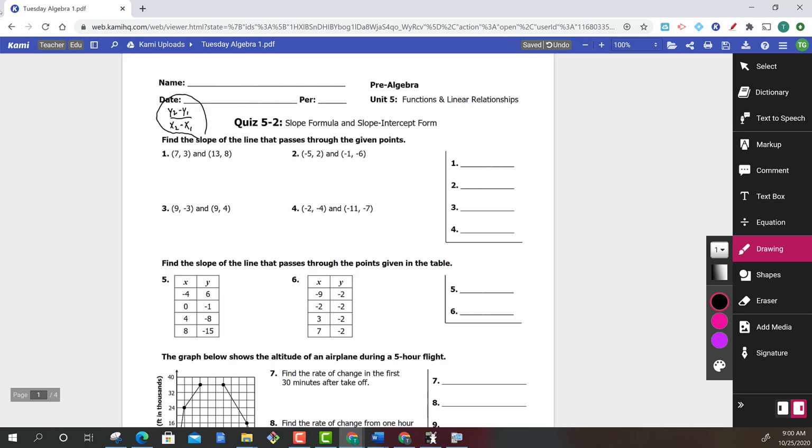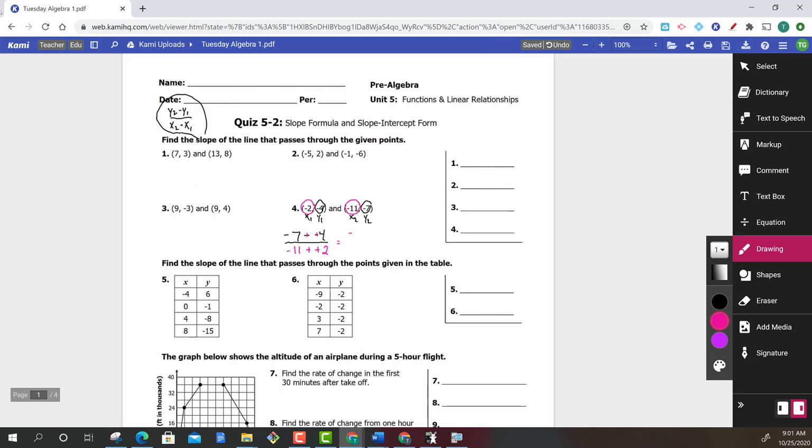I'm going to do number 4. Again, I'm going to label the first point as x1, y1, and the second point is x2, y2. So I'm going to take y2, and I'm going to subtract y1. On the bottom, same order, I'm going to take x2 and subtract x1. Anytime you have a negative back-to-back like we do here, it turns to a positive. So it happens on both of these.